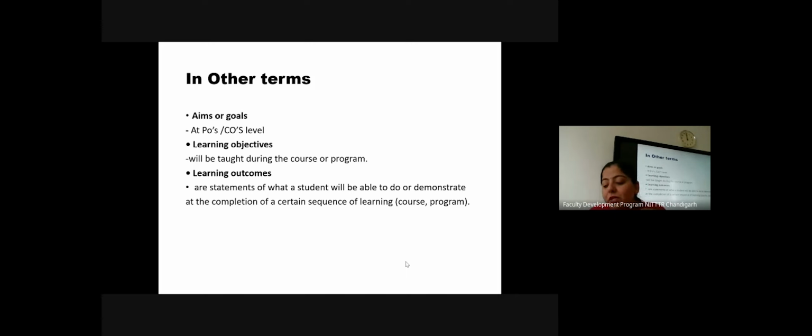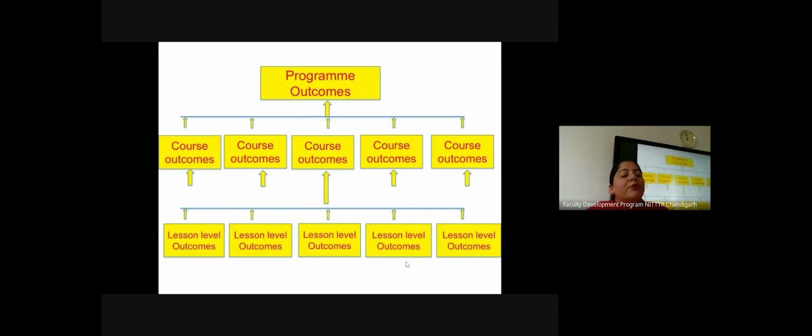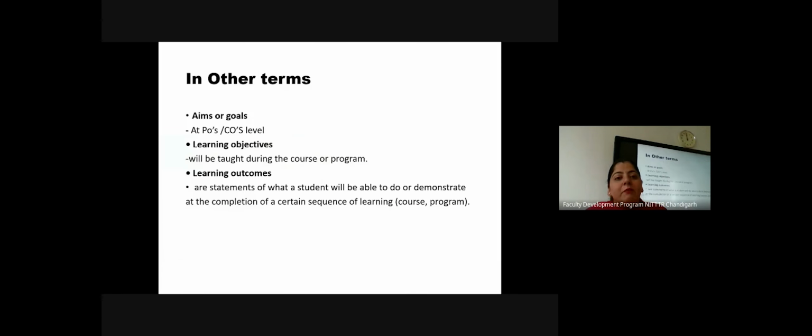So when it comes to the learning outcome, it is not only that the student is able to achieve, but at the same time, what practices the institute needs to follow so that students are able to perform something as per those learning outcomes that are defined. For example, curriculum and teaching practices aim to link student learning experience to the world graduates will confront.